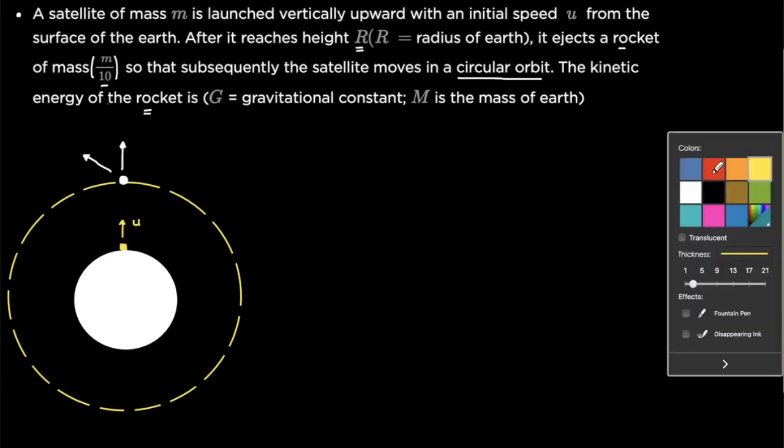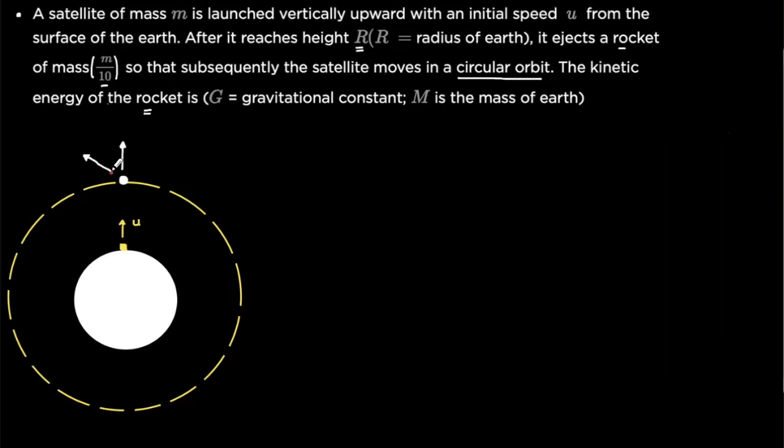I'll put a point here. Let us say this small red dot is the rocket. This rocket has been ejected. Now you can see the direction of ejection. It cannot be ejected in, let's say, a horizontal or vertical direction. The reason is the satellite has to gain a tangential velocity.